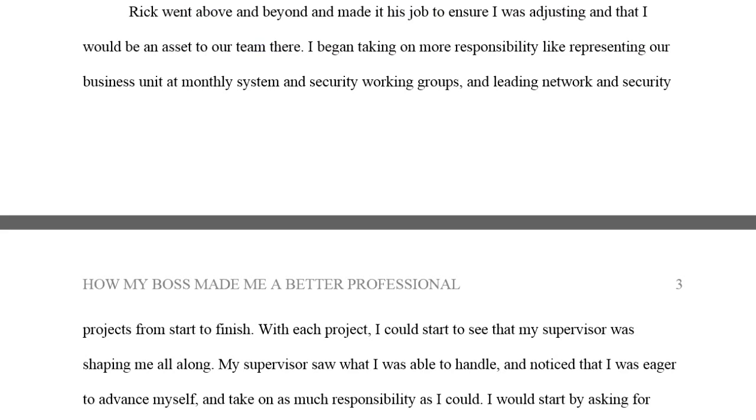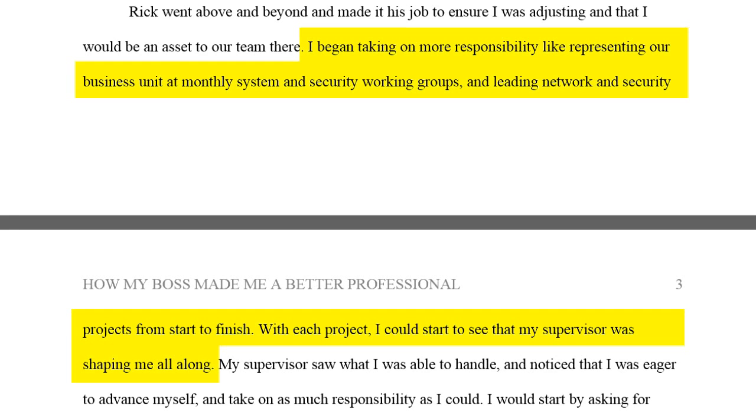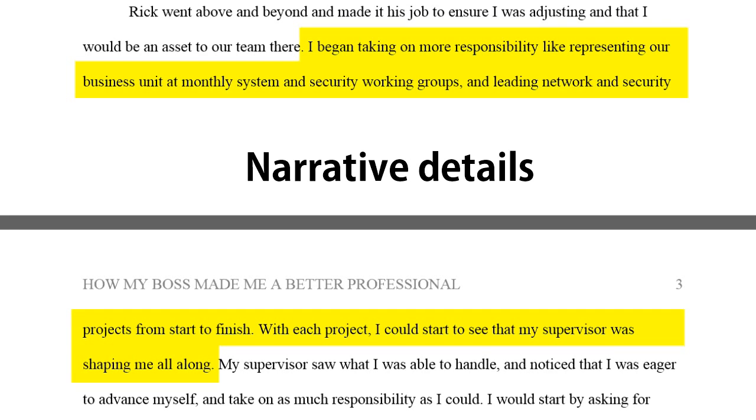Now that the paragraph's topic sentence has been established, the writer will add narrative details to support it. He writes, I began taking on more responsibility, like representing our business unit at monthly system and security working groups, and leading network and security projects from start to finish. With each project, I could start to see that my supervisor was shaping me all along.